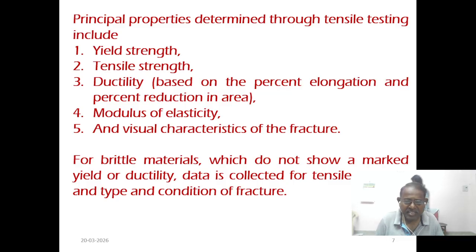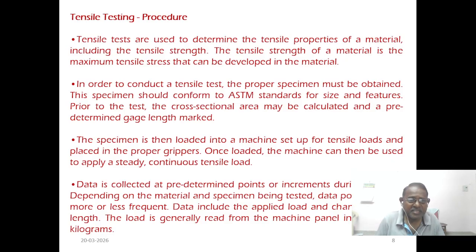Brittle materials do not show marked yield or ductility. Data is collected for tensile strength and the type and condition of the fracture. Now the tensile testing procedure. Tensile tests are usually used to determine the tensile properties of the material, which include tensile strength. The tensile strength of the material is the maximum stress that can be developed in the material.